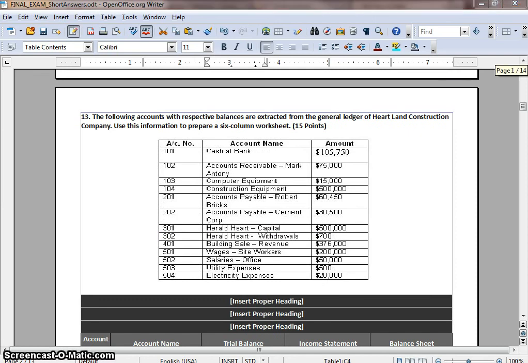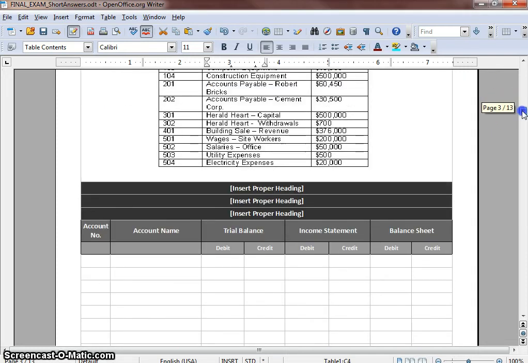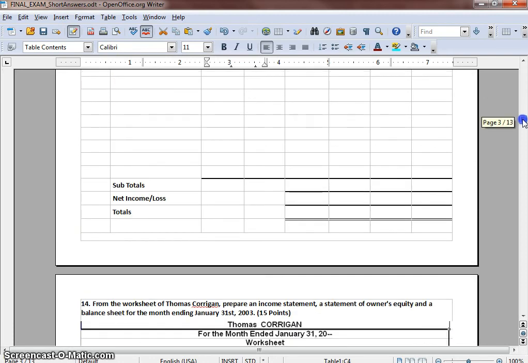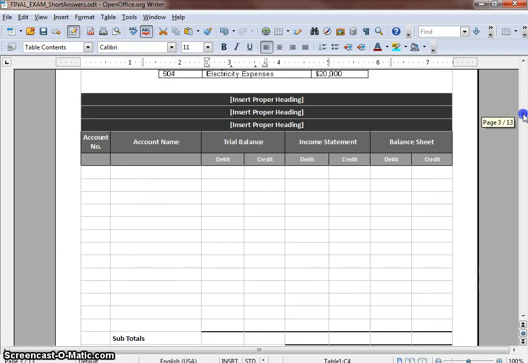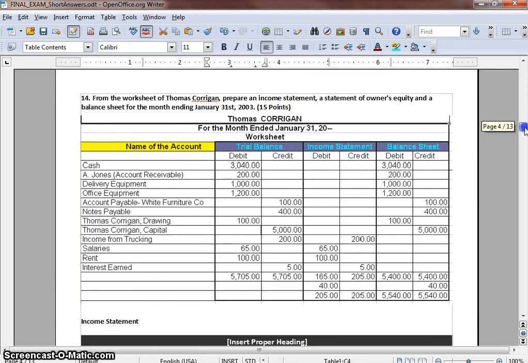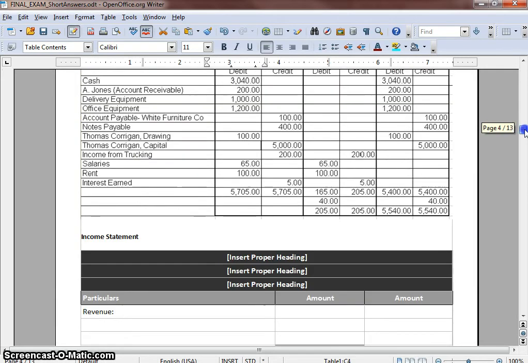This next one, let me look. I have yours open right next to me. Oh yeah, on this next one, you did awesome. This is the worksheet, you nailed it. So great job on the worksheet. Leave that one alone. Okay, you got your income statement and you balanced everything out correctly.